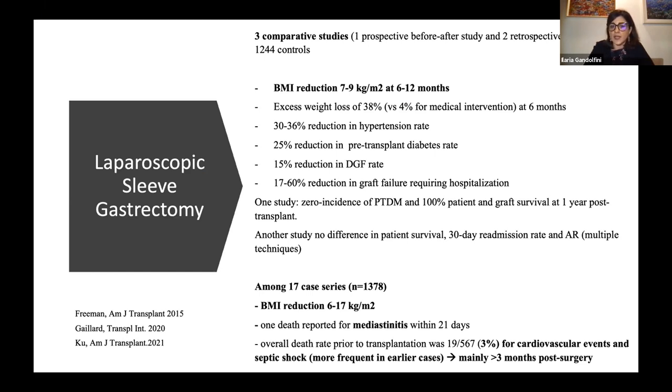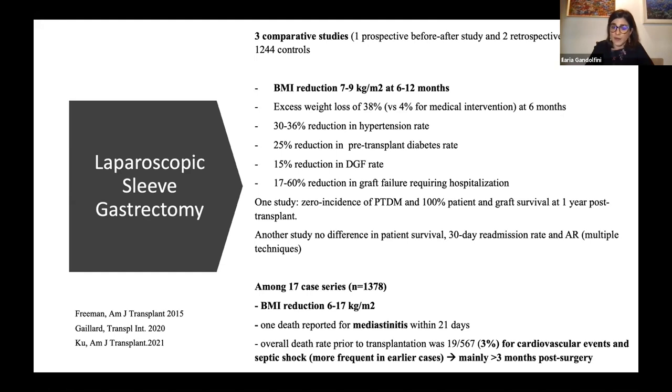On the post-transplant outcome, they found a 15% reduction in delayed graft function and also a reduction in the graft failure requiring hospitalization. One study found a zero incidence of post-transplant diabetes mellitus after transplant and 100% patient and graft survival at 1 year.